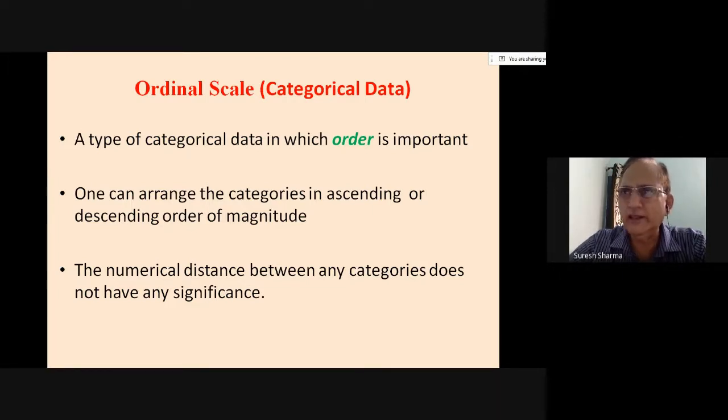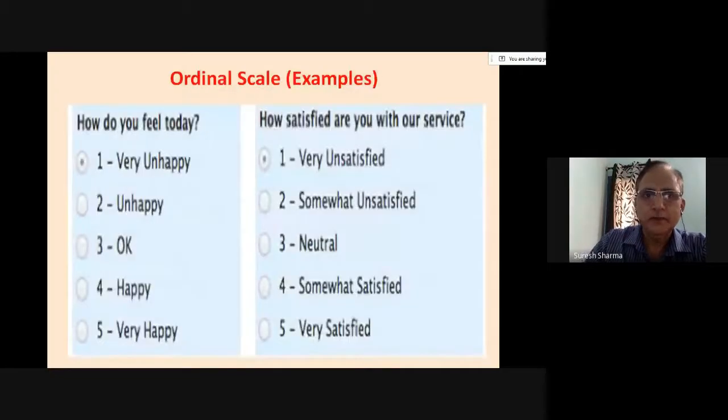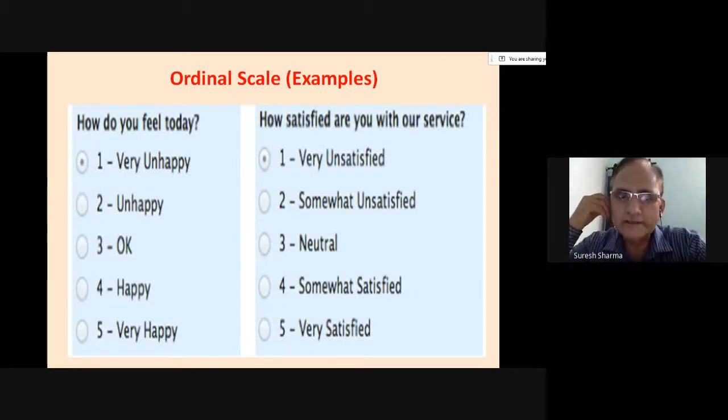It doesn't have any meaning. Similarly, in socioeconomic class, lower class has 1, middle class has 2, upper class has 3. Subtract 3 minus 2 or 3 minus 1. It doesn't have any meaning at all. So remember, whether you are dealing with the nominal scale or ordinal scale, numerical distance between any two categories does not make any sense at all. Right? These are the examples of ordinal scale.